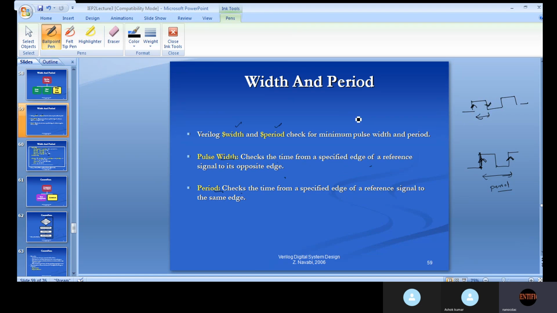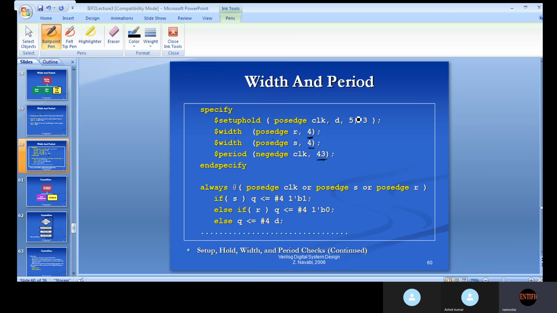వీ కెన్ గివ్ దీస్ టైమ్స్, దట్స్ ఇన్ఫర్మేషన్ లేదు. యూ కెన్ సెట్ ద విడ్త్ అండ్ పీరియడ్ హియర్. So like this you can set the pulse width and also the period.